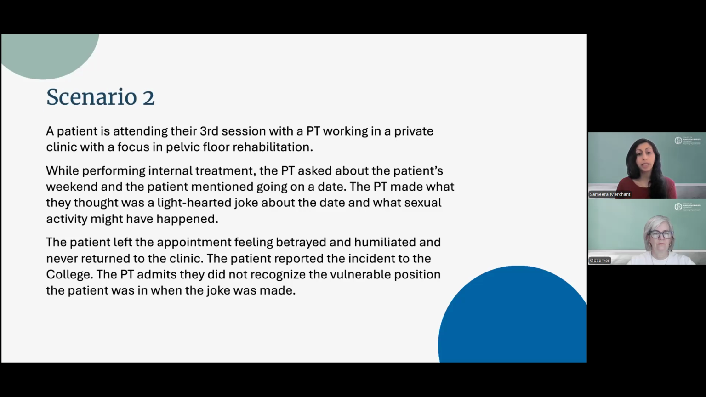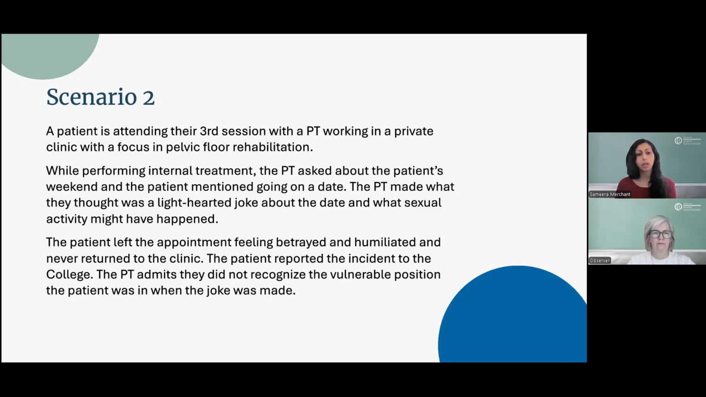While performing the internal treatment with their fingers inside the patient's body, the PT asked the patient about their weekend and what social activities they had done. The patient admitted to going on a date. The physiotherapist made what they thought to be a lighthearted joke about the person they dated and what sexual activity might have happened. The patient did not laugh and left the appointment feeling betrayed and humiliated. They never returned to complete their pelvic floor rehabilitation.